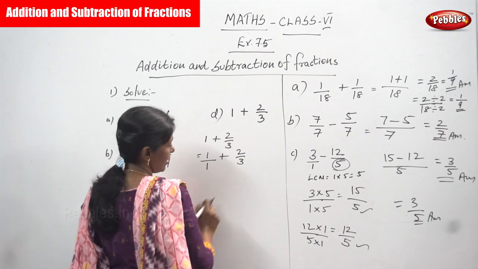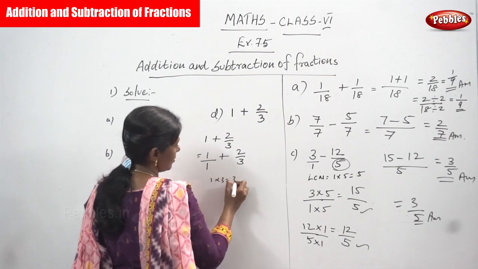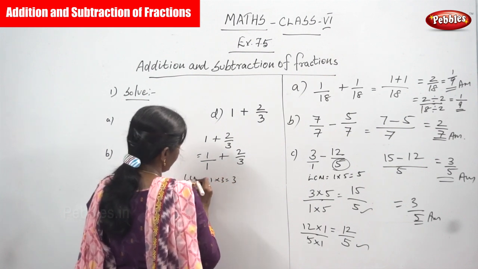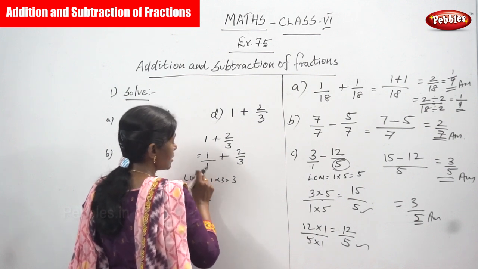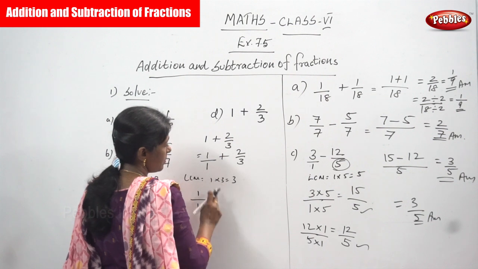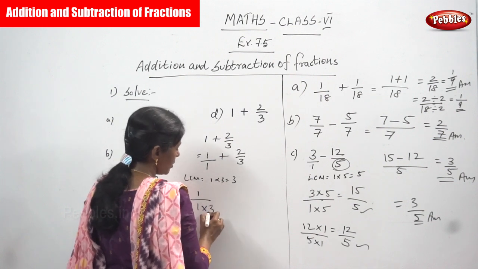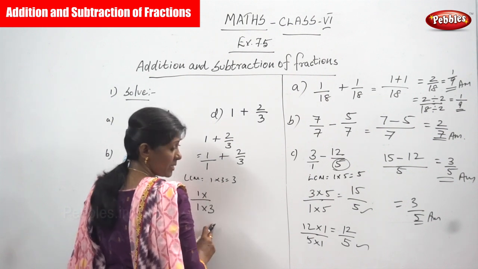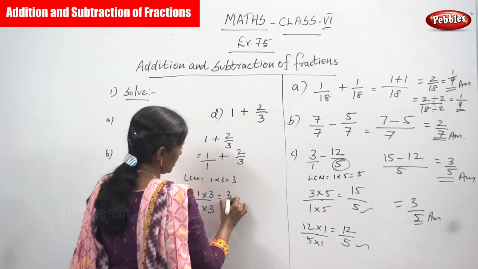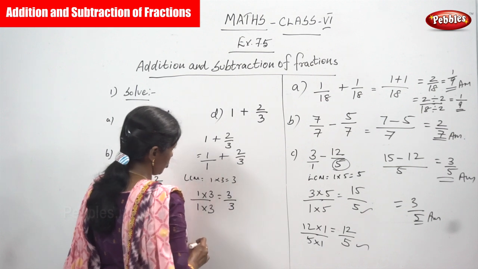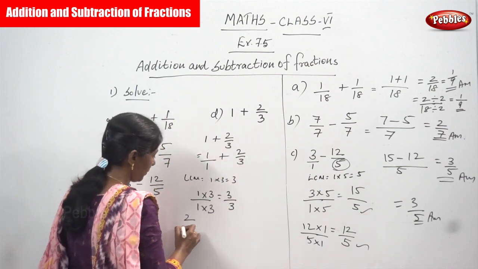Then you have to take the LCM. So 1 into 3 you get 3. So this is the LCM. Then 1 divided by 1: this denominator becomes 3, because 3 is the common LCM. So 1 into 3, and if the denominator is multiplied by 3, the numerator is also multiplied by 3. So you get 3 by 3. Next is 2 by 3.